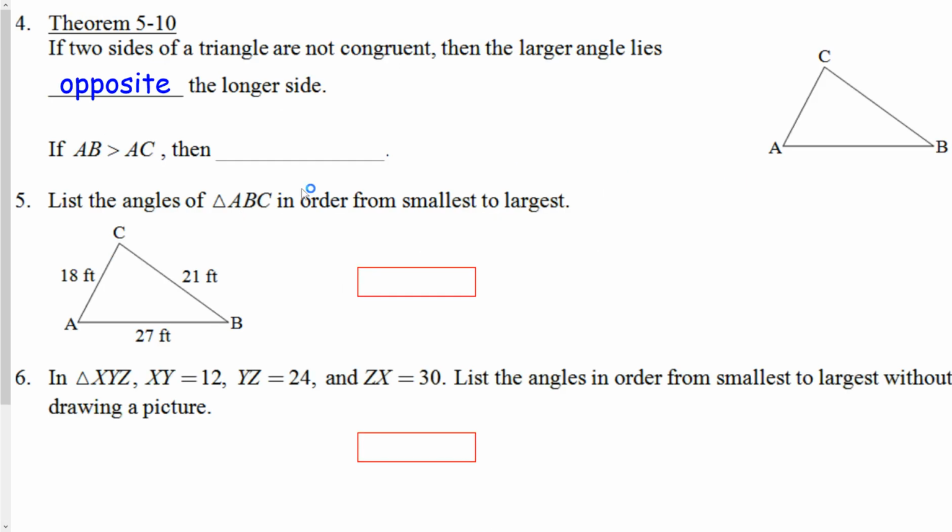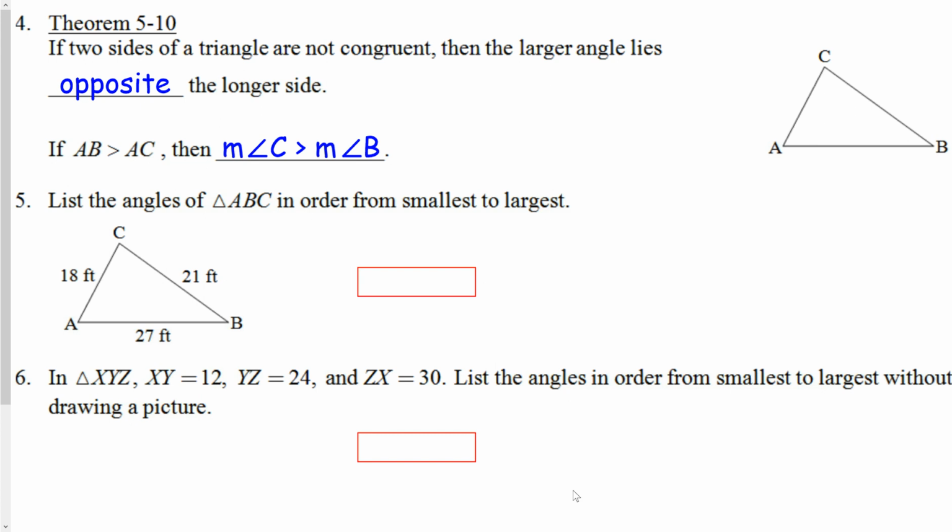In this section, we also have a couple of other theorems. The first one is dealing with sides of a triangle. If two sides of a triangle are not congruent, the larger angle lies opposite the longer side. So this is comparing angles based on the sides that they are opposite from in that triangle. In the triangle drawn here, if we know the length of AB is greater than the length of AC, that means the measure of angle C has to be greater than the measure of angle B.